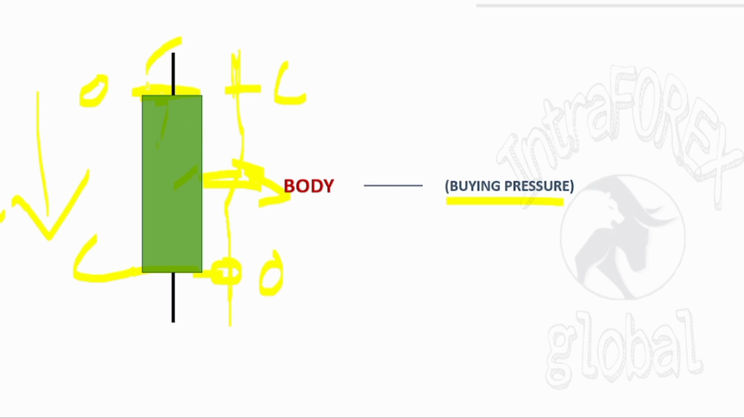And then these beautiful lines that you see here are what we call wicks. What wicks represent is what we call rejection. The bigger the wicks, the bigger the rejection. The smaller the wicks, the smaller the rejection. I will explain more as the course progresses, but this is what I'm talking about when I'm talking about the wicks. Let's take, for instance, this movement right here.